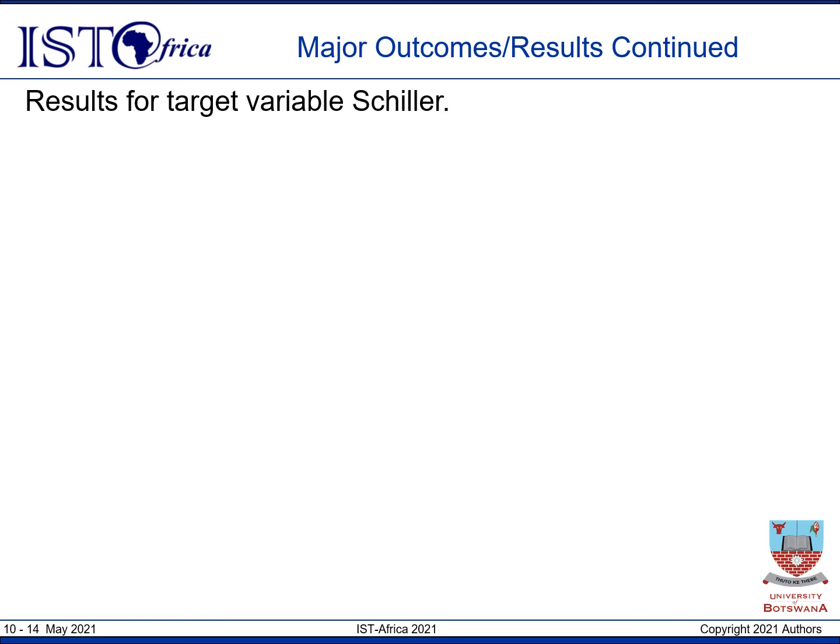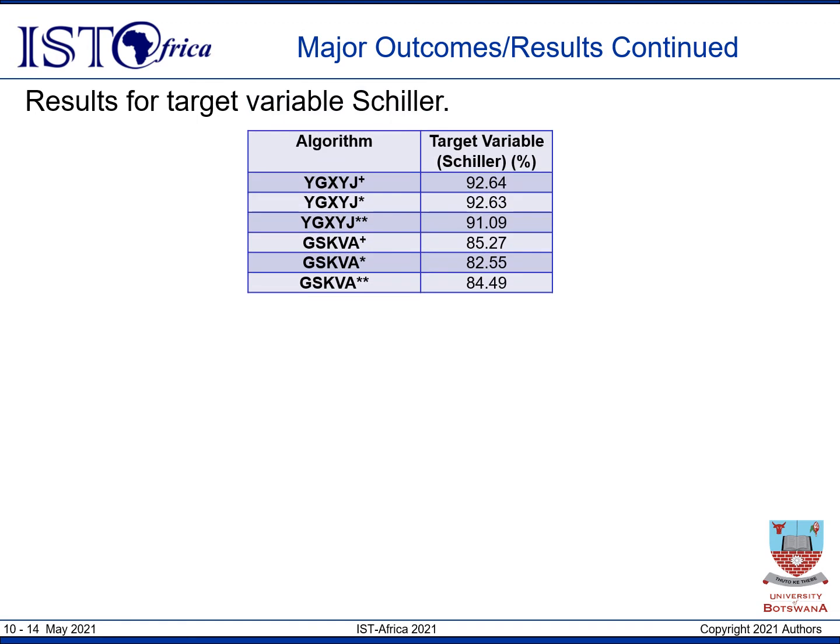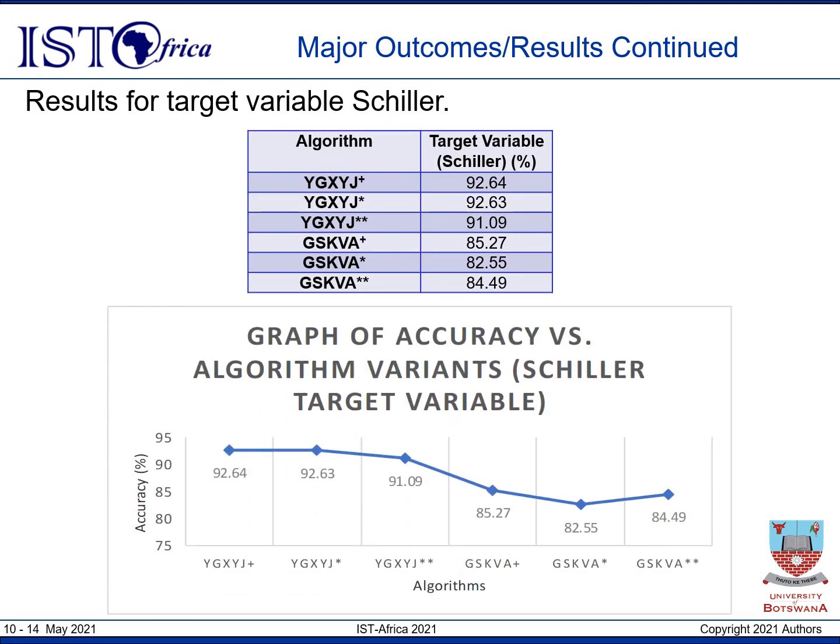Now for the target variable Schiller, we notice a slightly different trend because for algorithm YGXYJ, the variant which utilizes mode for data imputation, that is YGXYJ plus, obtains the highest classification accuracy at 92.64%. For algorithm GSKVA, we notice that the variant GSKVA plus, which utilizes mean for data imputation, achieves the highest classification accuracy at 85.27%.